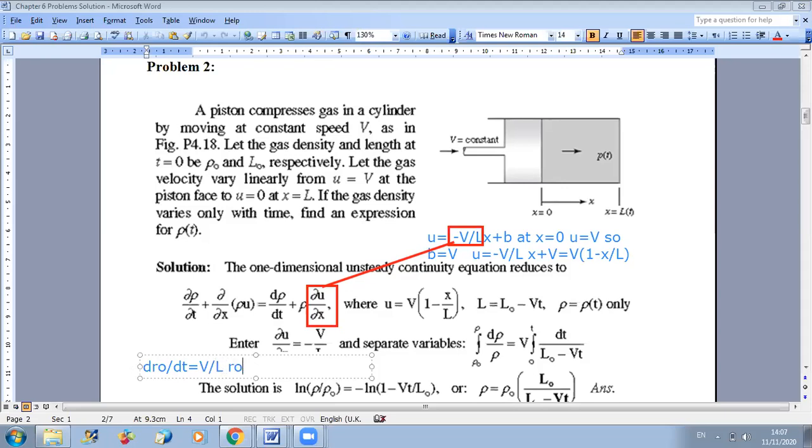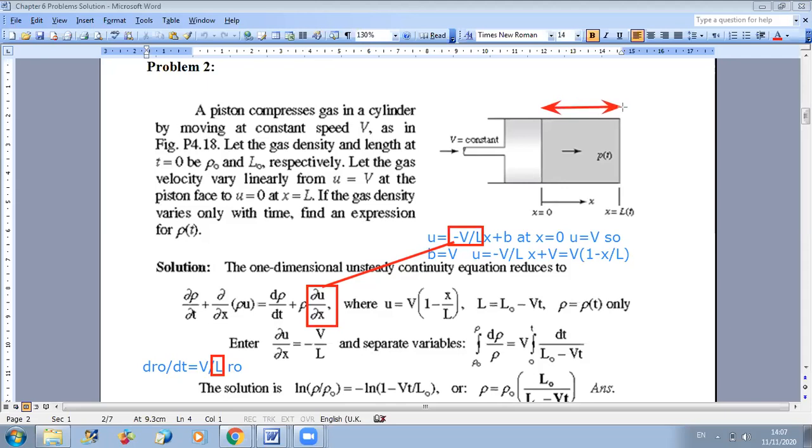times rho. Okay, now how to continue? Now I should do separation of variables. I have two variables, rho and t. So by separating variables I get the following: d rho over rho is equal to v over L times dt. But please pay attention, L is variable, but a function of what? L is the length inside the cylinder, and with time L is decreasing.